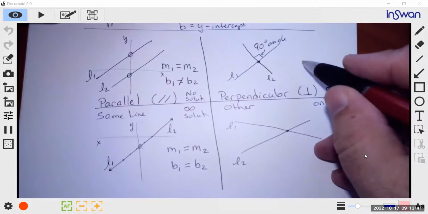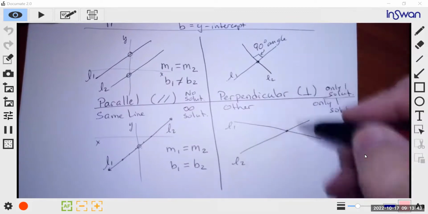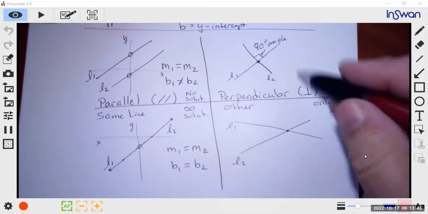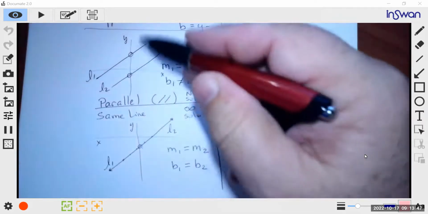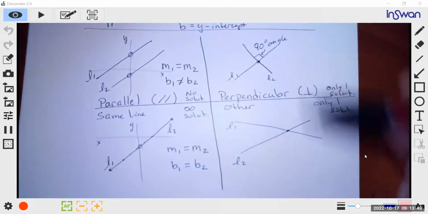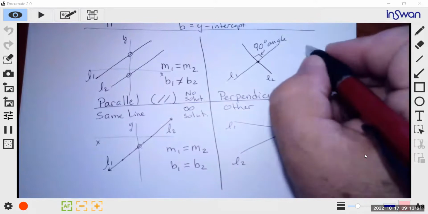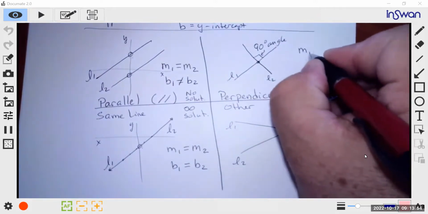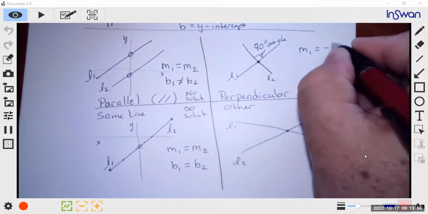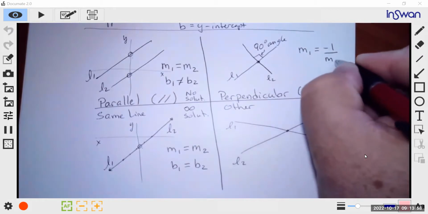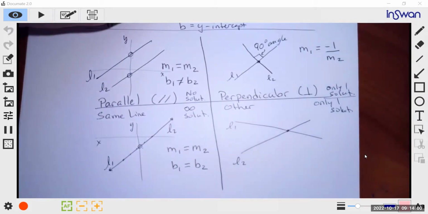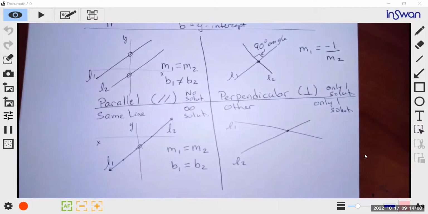Perpendicular lines. On this side, the slopes are different. This side, slopes are the same. These sides, slopes are different. In this one, if it's perpendicular, the slopes have to be negative reciprocals of each other. We'll talk about that in a second. The slopes have to be negative reciprocals of each other.